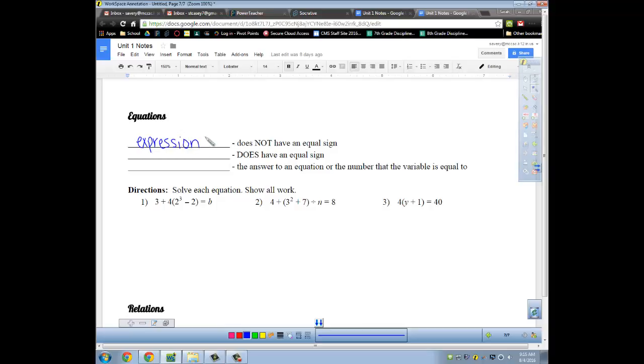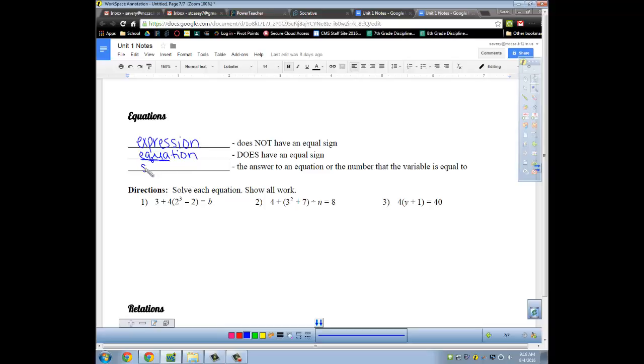An expression is something that does not have an equal sign. So it's just a bunch of numbers, variables might be included, but we are not going to see an equal sign. In this case, we will just be simplifying whatever the expression is. Next is equation. An equation does have an equal sign. So in the word equation we see equa. Equa means equal, so that's where we get the equal sign.